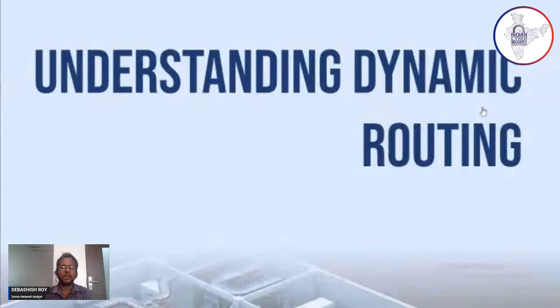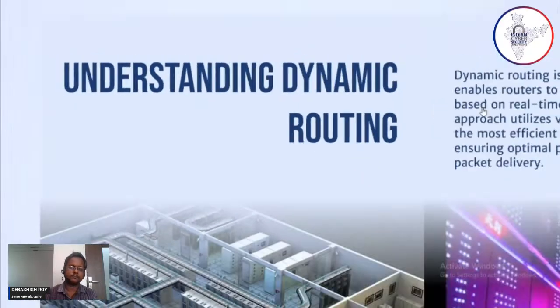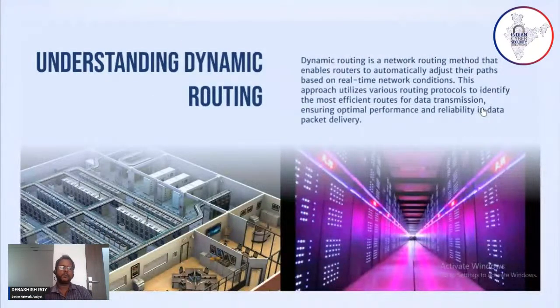Now, understanding dynamic routing. So that was the static routing. And what is the advantage of dynamic routing? Does it solve the static routing problems? Dynamic routing is a network routing method which uses automatic path selection based on certain conditions, and they include the routing protocols. This approach utilizes various routing protocols to identify the most efficient route, that is the best path selection for data transmission, and it ensures optimal performance and reliability.